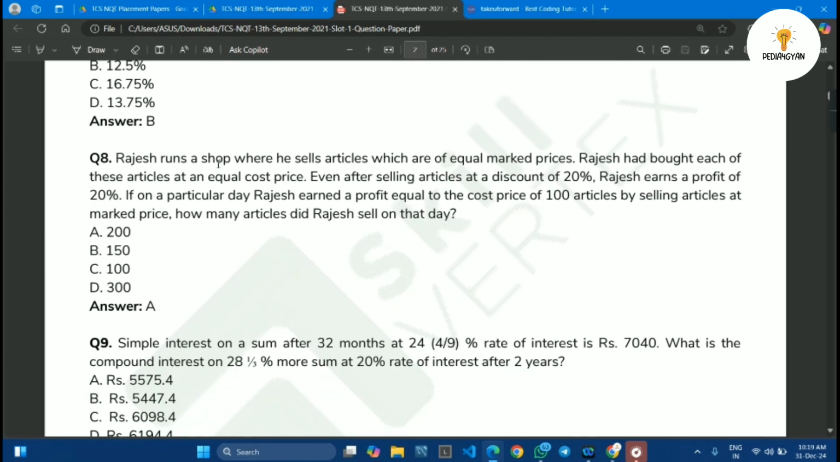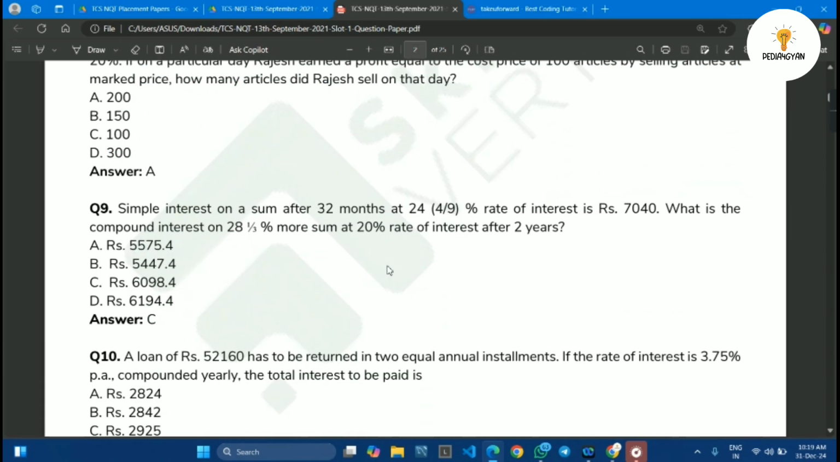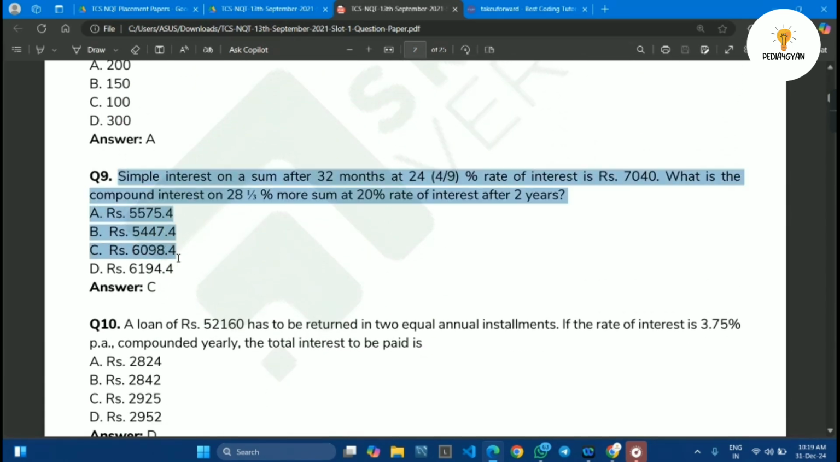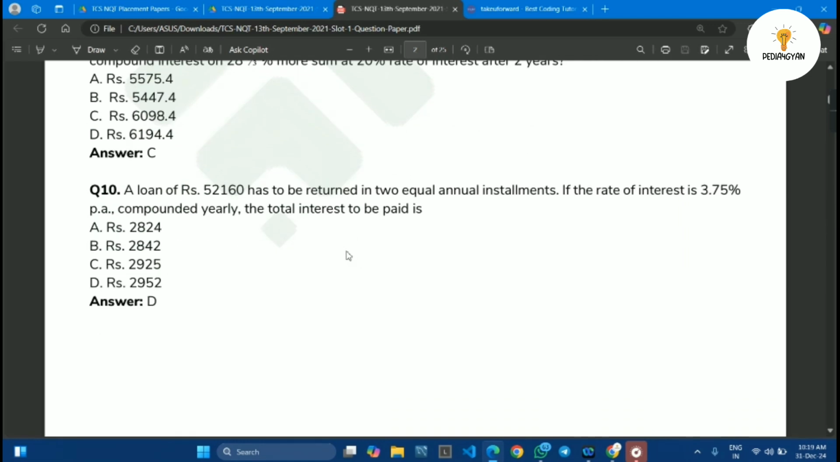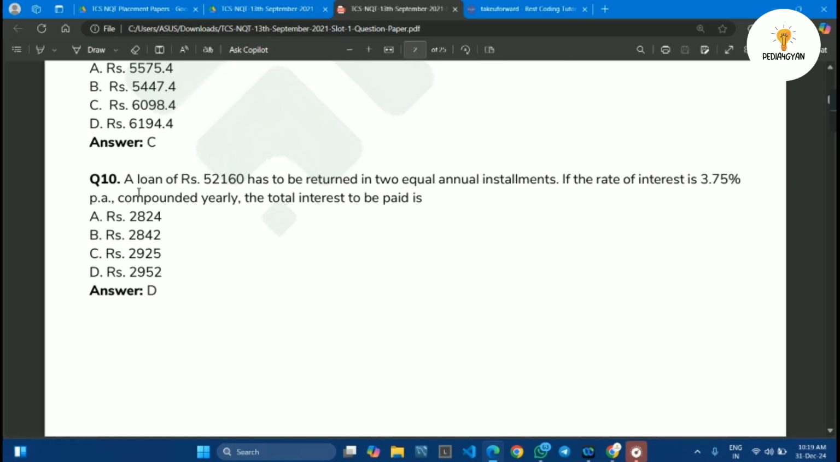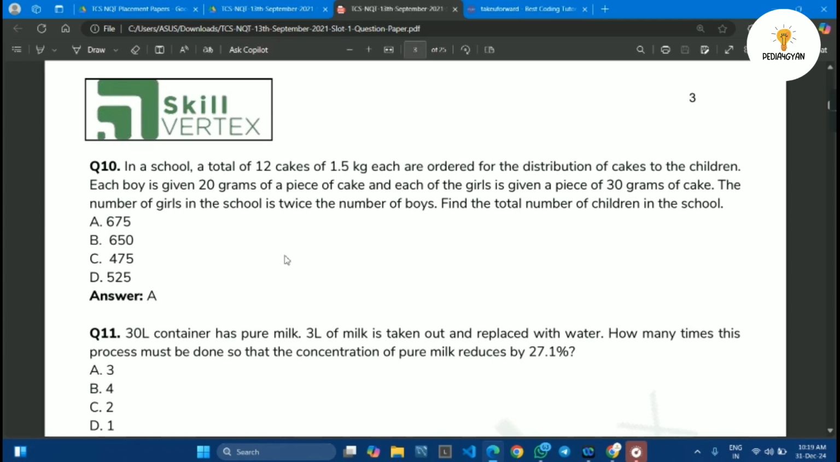This is also profit and loss, selling price, discount, or whatever the question is. The next question is based on simple interest. These are very simple questions. As this is a foundational section, the questions may be of easy to medium level. This was also an easy question. This was a compound interest question. So you can see that the questions are mostly from simple interest, compound interest, and profit and loss.